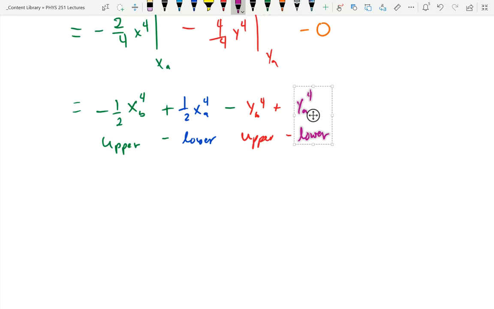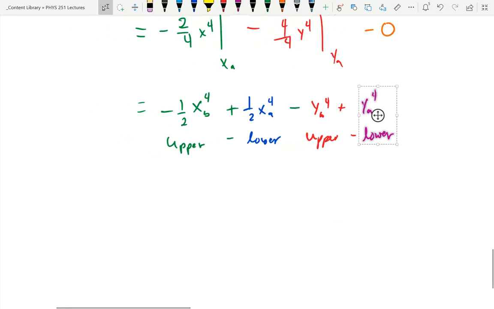There, change my colors. So now I have... Crap. I still have to change one more color.